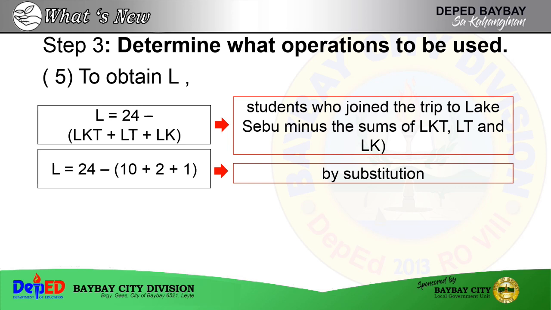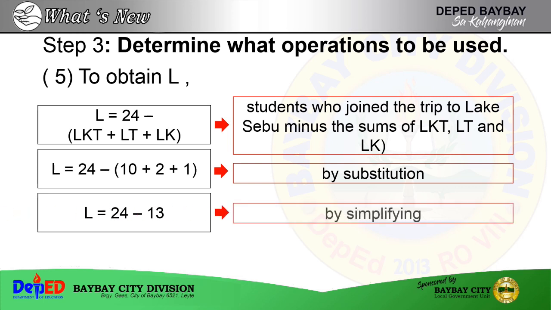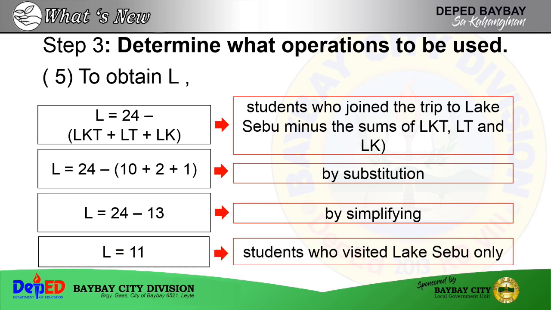So L will become 24 minus 13. This is done by simplifying. 13 came from 10, 2, and 1. So now L is equal to 11. These are the students who visited Lake Cebu only.